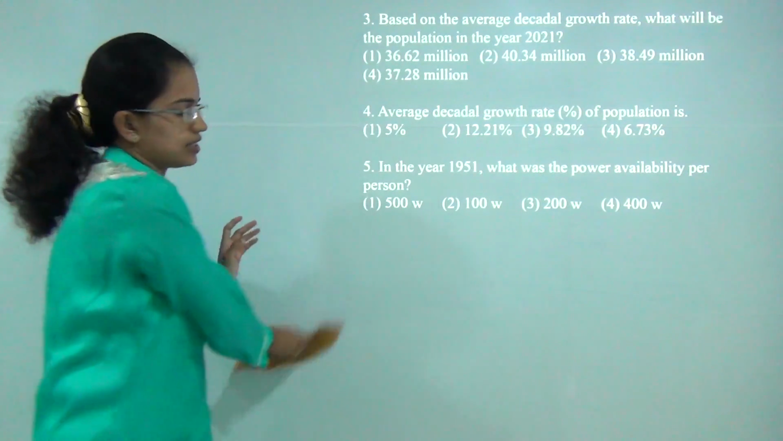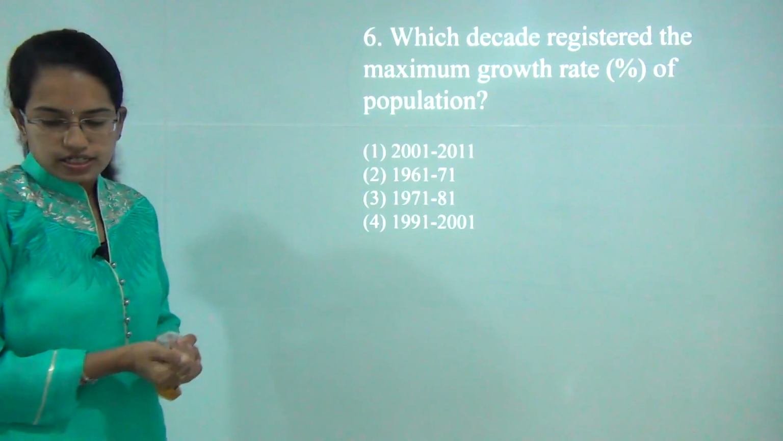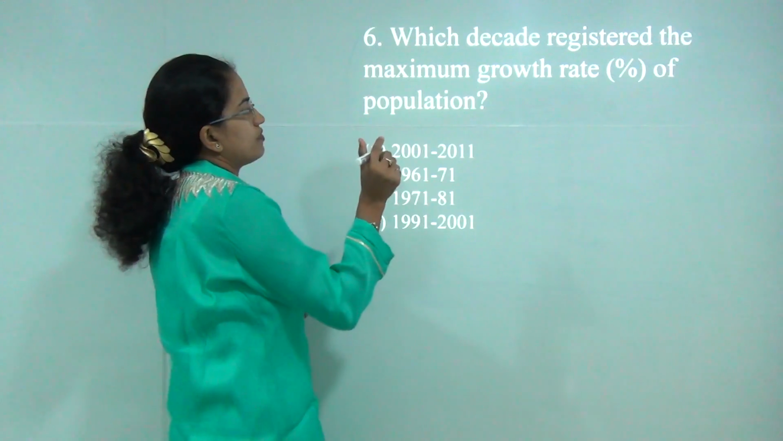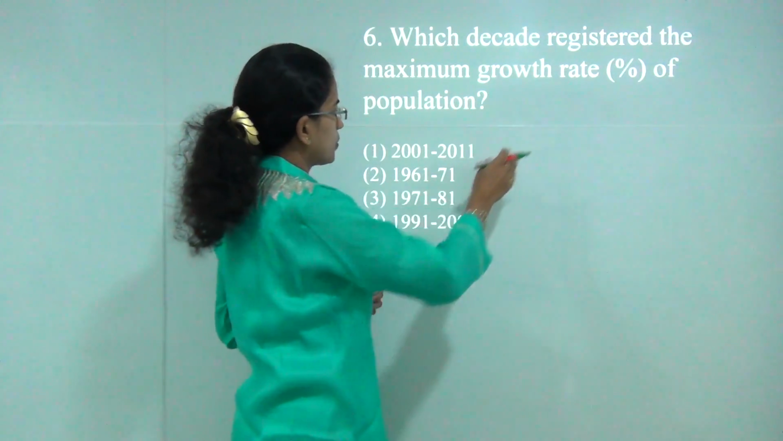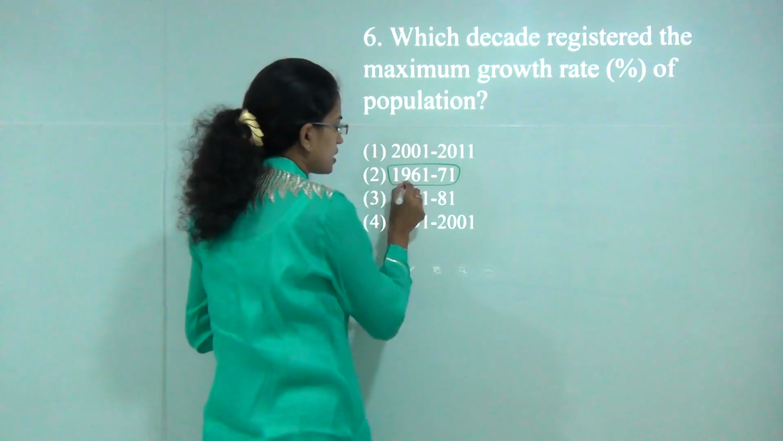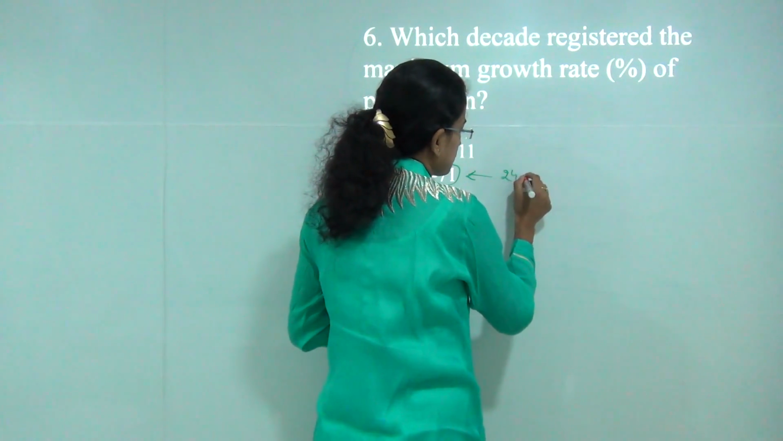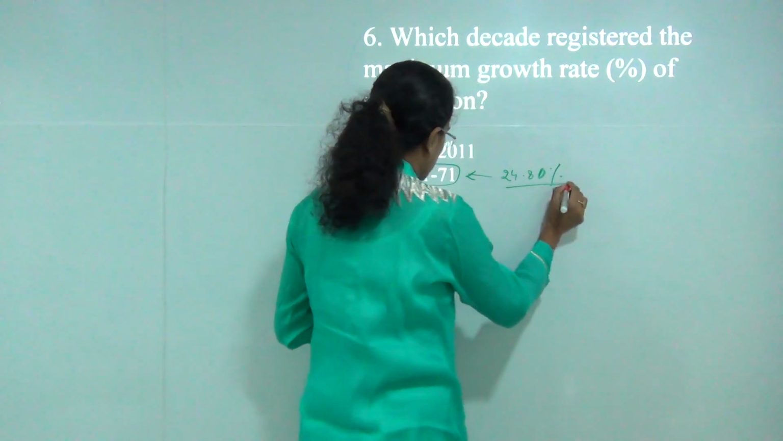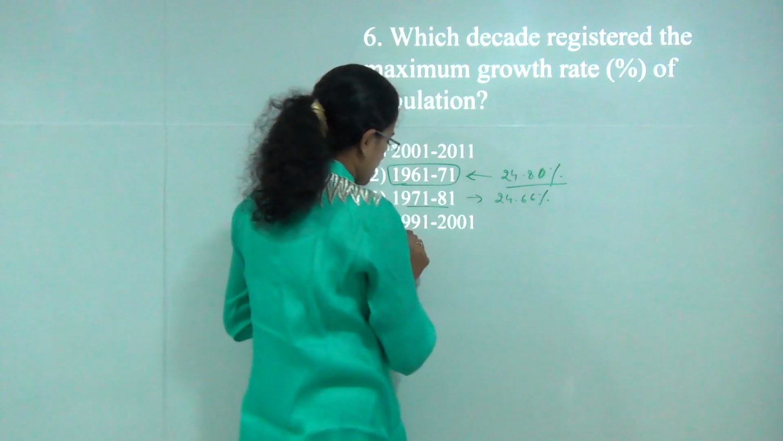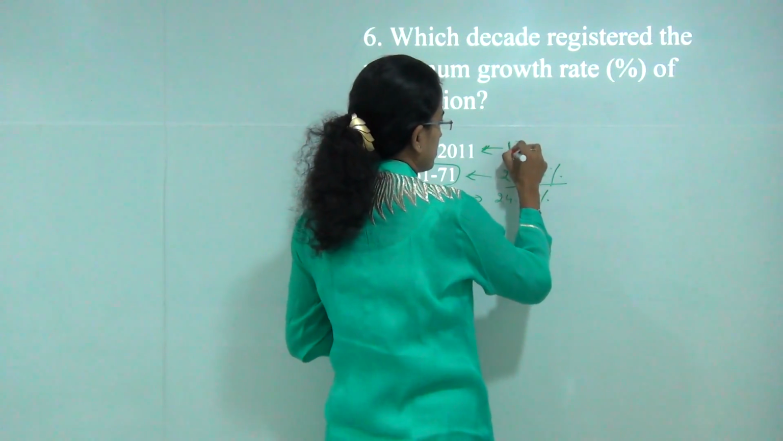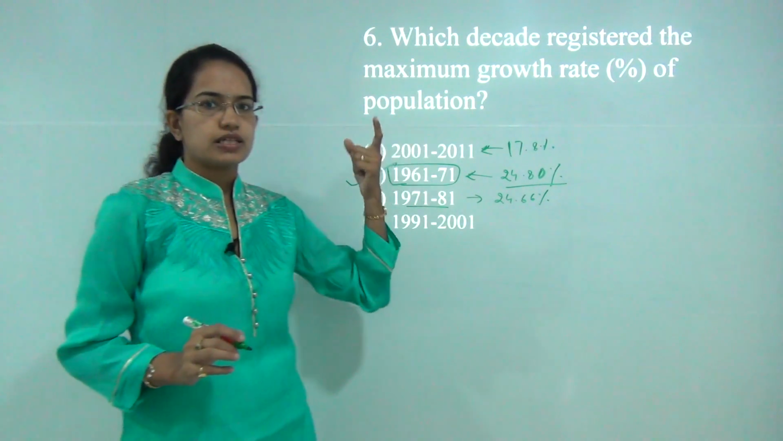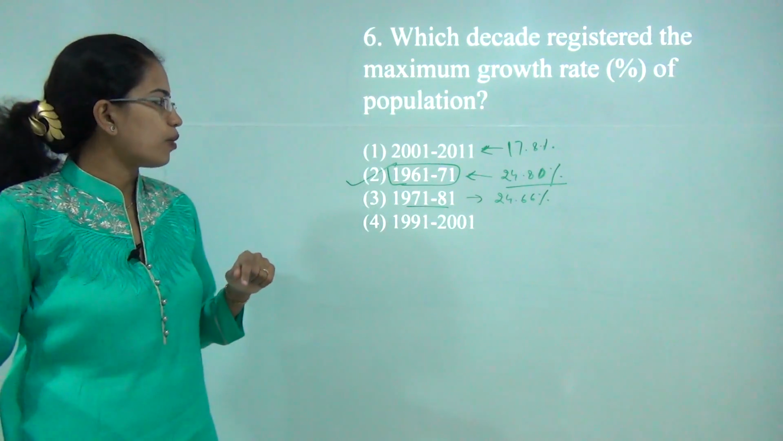Now moving on to the next section, there were questions related to the population dynamics and the politics of India. So the first question is, which decade registered the maximum growth rate? Now there are various decades that are given, of which 61-71 was considered as a year with maximum growth rate, followed by this, which was around 24.66%, and finally the present was around 17.8%. So you can say 1961 to 71 in India registered a peak in the growth rate of population.